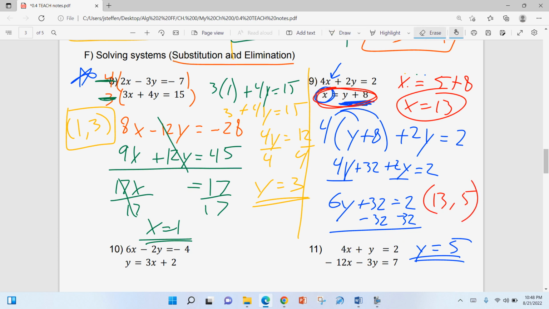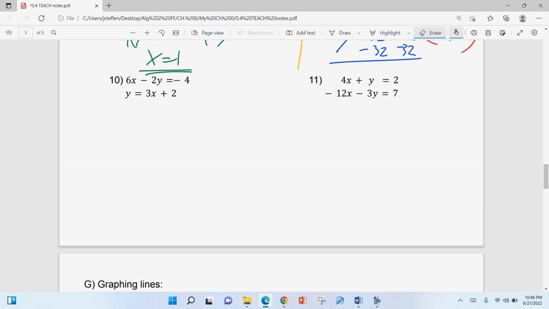Get some room for this next one. And again, you could have subbed in that 5 that I just erased. You could have subbed that into the first equation. It would have worked fine. It's just a little bit easier using that second one.